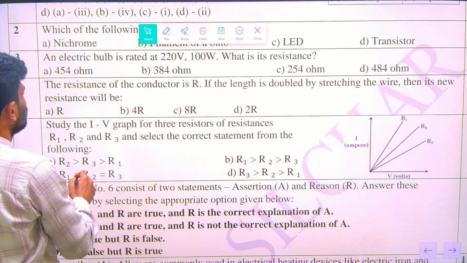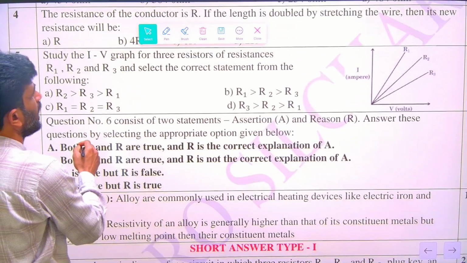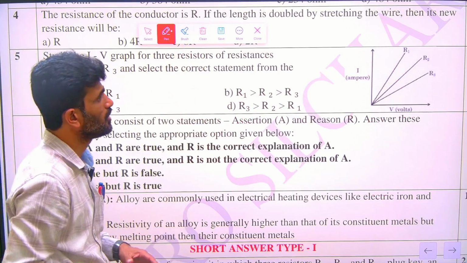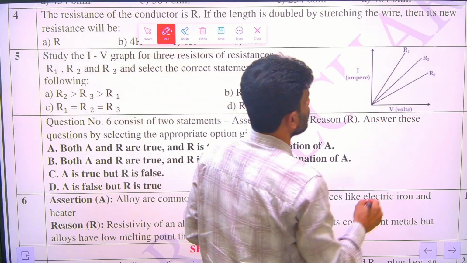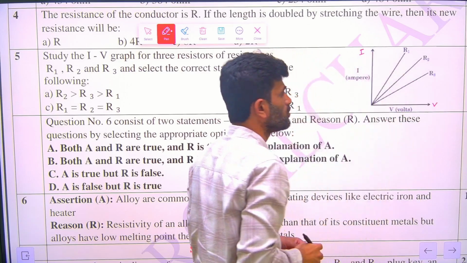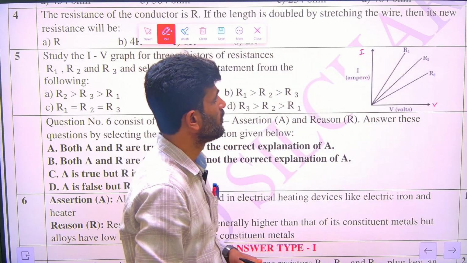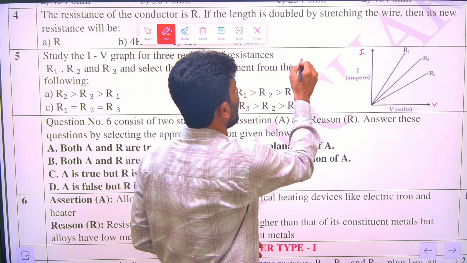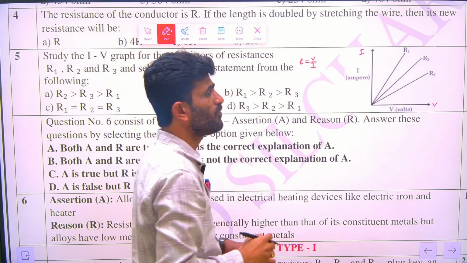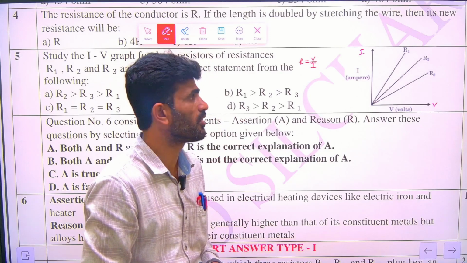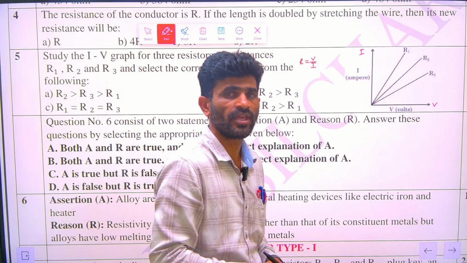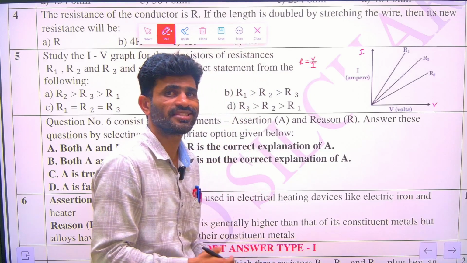Now coming to the next question, you have to observe this graph, and in this you have to decide which is correct. In all these cases, everywhere this is voltage, this is current. In every case we know one formula, R is equal to V by I. So if you want to know where resistance is more, where resistance is less, you need to know where voltage is more. Where voltage is more, there resistance will be more.